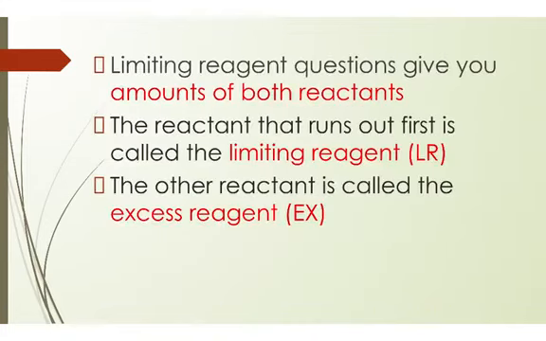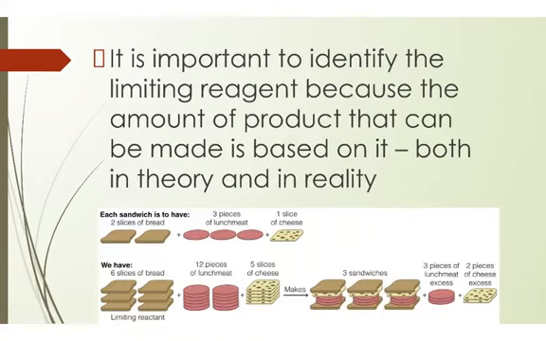So again, limiting reagent questions are going to give you amounts of both reactants. The reactant that runs out first is called the limiting reagent, LR, and the other reactant is called the excess reagent, EX. It's important to identify the limiting reagent because the amount of product that can be made is based on it. So both in theory and reality, if you run out of the limiting reagent, it doesn't matter how much of the other ingredient you have, you aren't going to be able to make any more product because the product depends on both reactants. So we have to identify the limiting reagent so we can figure out how much product can be made.